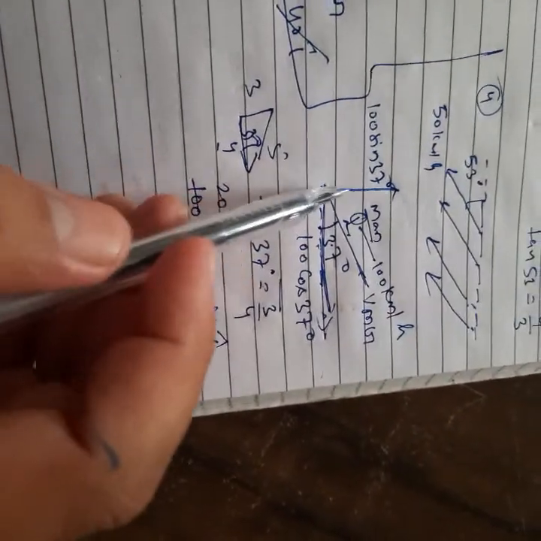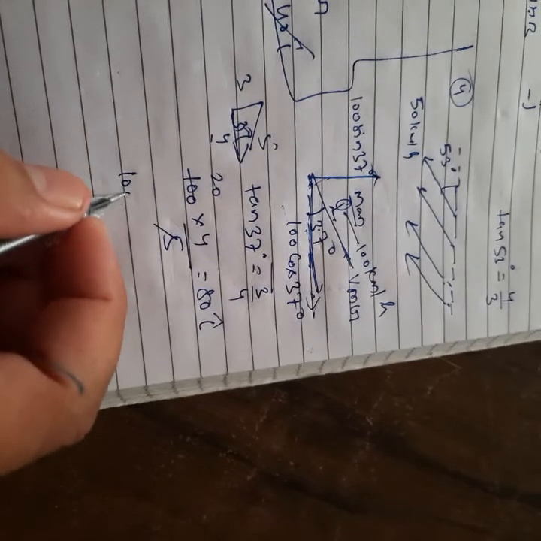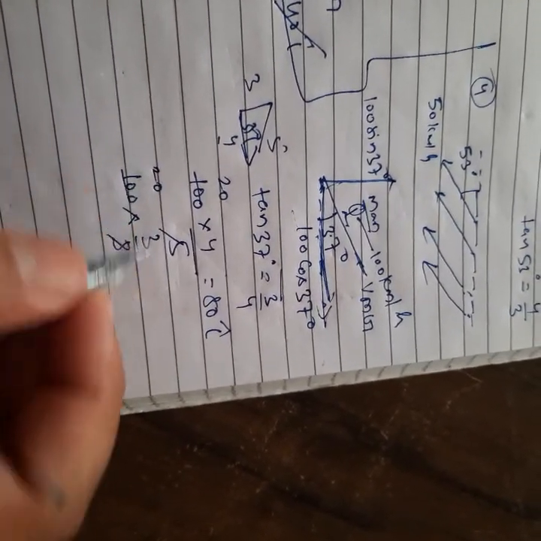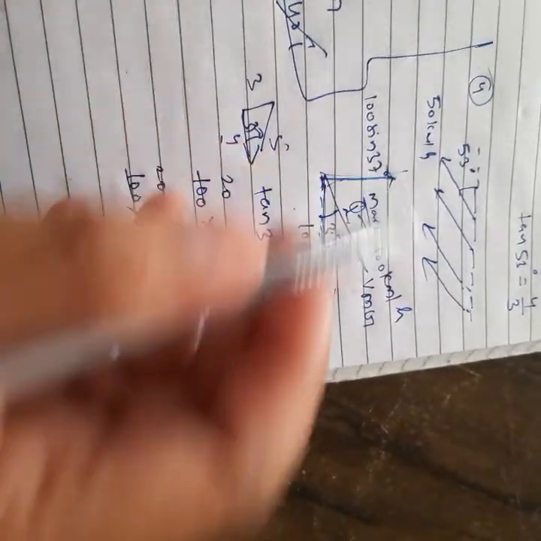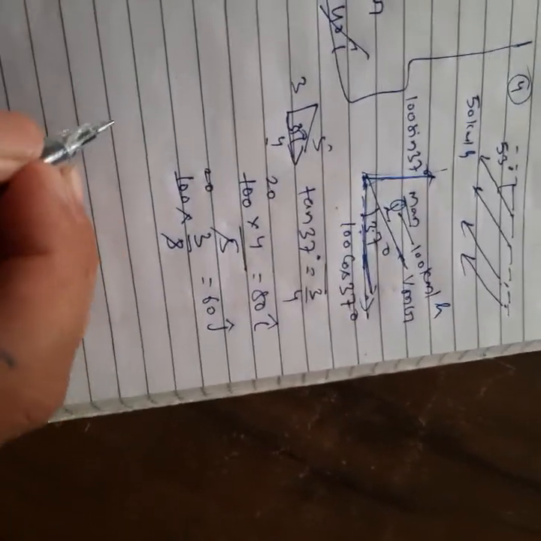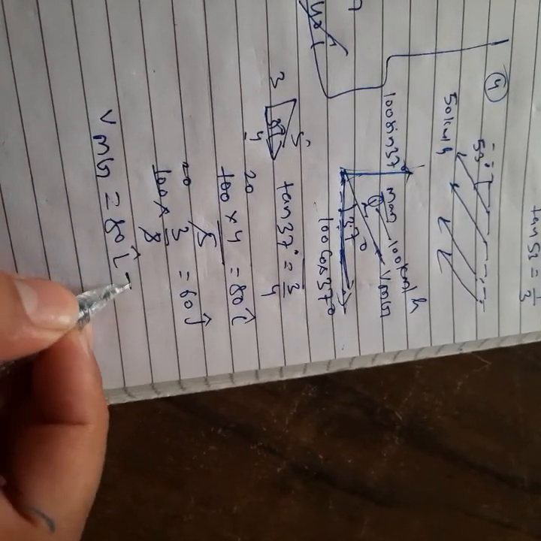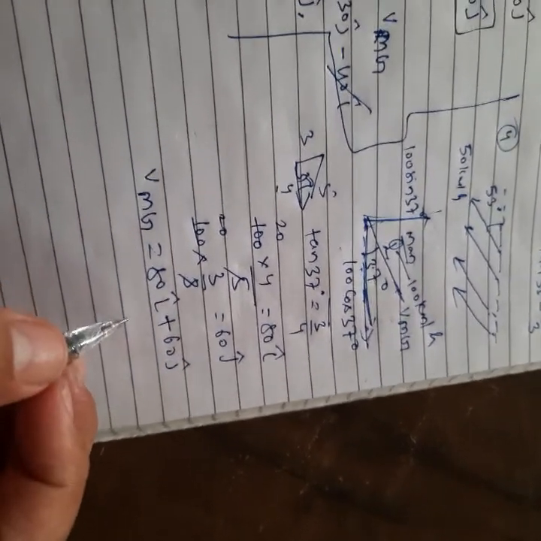Okay. Second one. Solve this one. So we'll get how much? 100 sine means 3 by 5. So we'll get how much, bachche? So we can say this is 60. Upside means what? j. So velocity of man with respect to ground, how much will we find out? 80i plus 60j. Say yes or no.